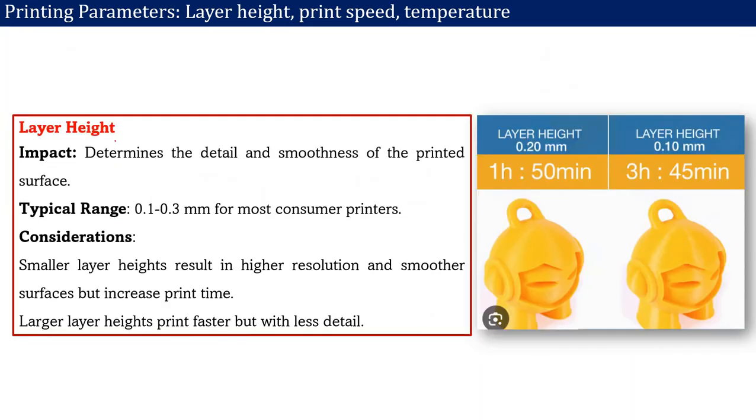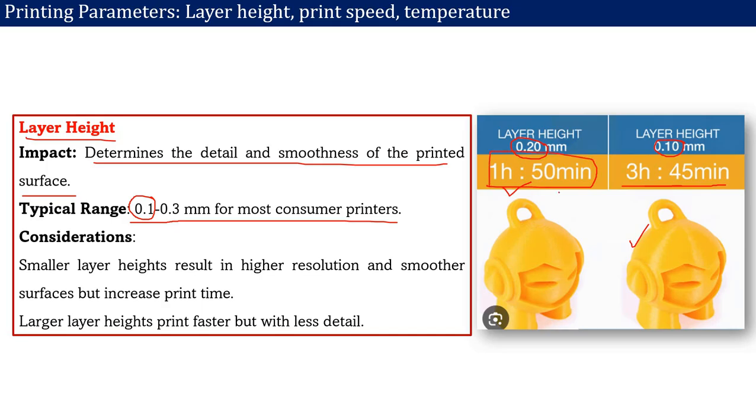Then after that we have the layer height. Now what is this layer height? It determines the detail and the smoothness of the printed surface. The typical range is 0.1 to 0.3 mm for most consumer printers. Now if the layer height is 0.1 mm, the minimum layer height, it takes a longer time. For this part to be printed it takes 3 hours 45 minutes. And if you change the layer height to 0.2, the time will reduce to 1 hour 50 minutes. But with the minimum layer height, you will get a better surface finish.